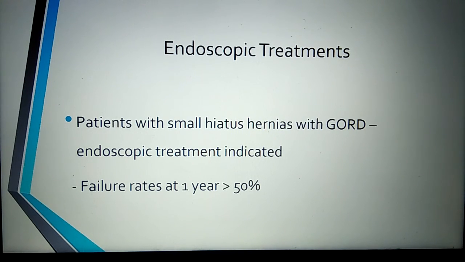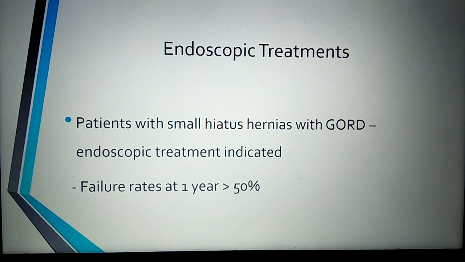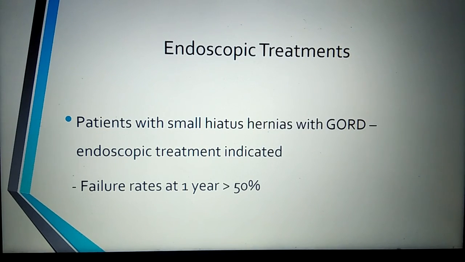These endoscopic treatments are indicated basically in patients with a small hiatus hernia with GORD, although the failure rate at 1 year is almost more than 50%. So they are sometimes useful, especially in patients with very small hiatus hernias with GORD. Otherwise, in other patients, other options are more suitable.